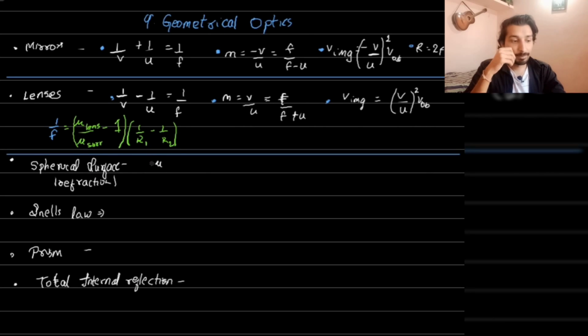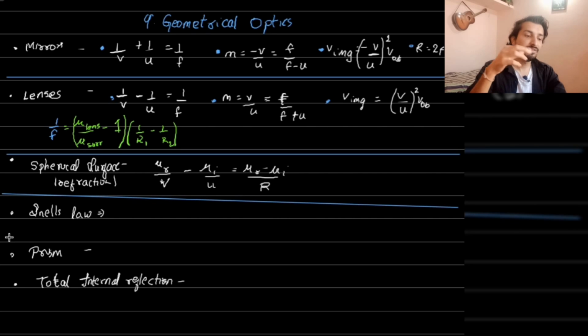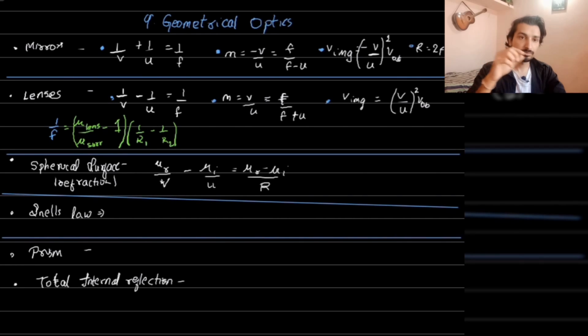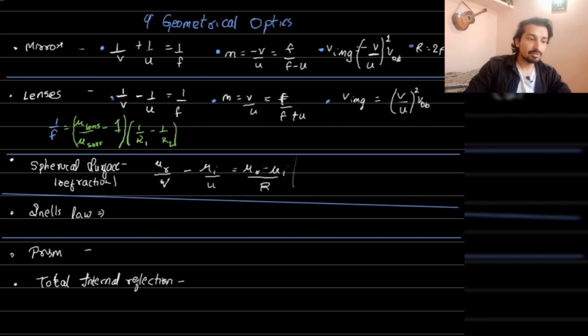Then mu r by v minus mu i by u equals mu r minus mu i by R. So whatever is the mu of the refractive surface, the outside surface is air, right? Wherever refraction is taking place, that surface mu divided by v, minus mu of incident, wherever the light is falling, that surface divided by u, gives mu r minus mu i by R. That is the refraction at a spherical surface. So you have a spherical surface, this is mu incident, this is mu refracted, the ray gets refracted. I have a glass, light falls on this. After hitting this, it bends, it gets refracted. So then the formula is this one.